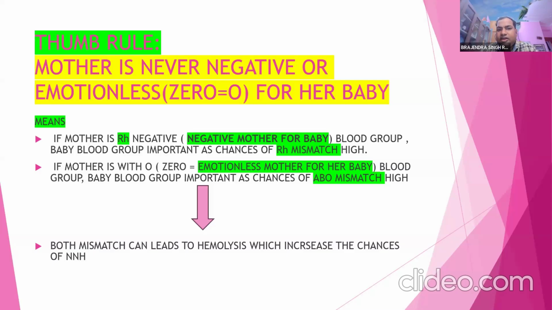If mother is RH negative blood group, then baby blood group is very important to rule out RH isoimmunization. And if mother is emotionless, or mother with O blood group, emotionless means zero means O blood group. If mother is O blood group, then baby blood group is also important. Maybe chances of ABO mismatch. So both mismatches can lead to hemolysis, which increases the chances of NNH and leads to the morbidity of the NNH.